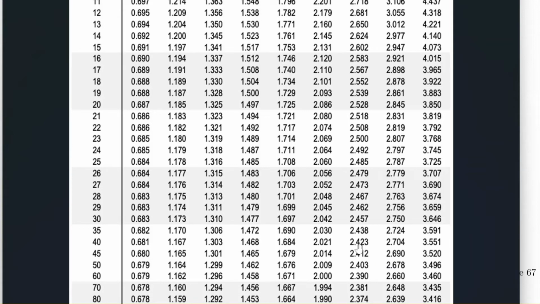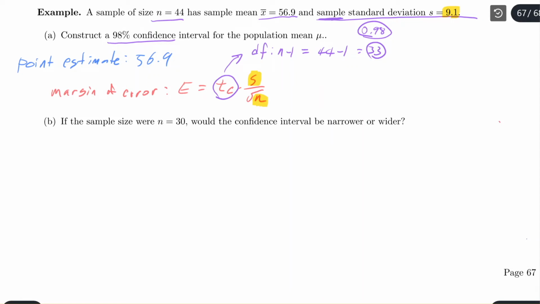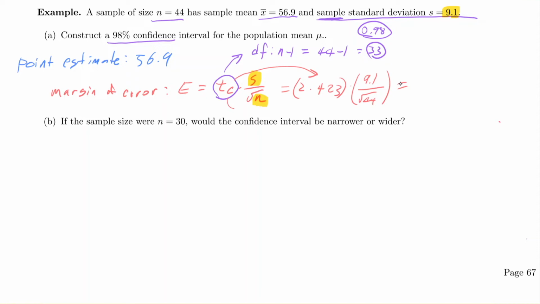2.423. This one is at 40, and this is at the 98% column. So the value we found is 2.423. That's the critical value. Times the sample standard deviation, which is 9.1, divided by the square root of 44. The sample size was 44. If you calculate this, you get something close to 3.3. So that's the margin of error.